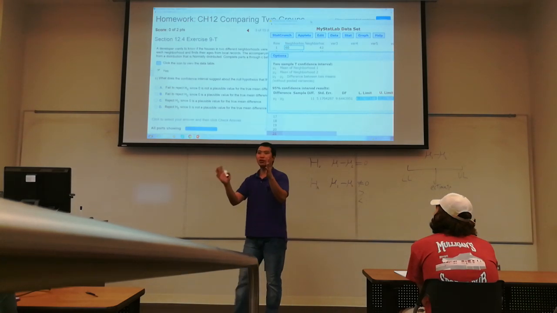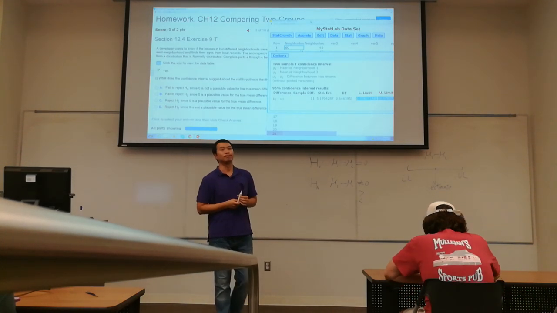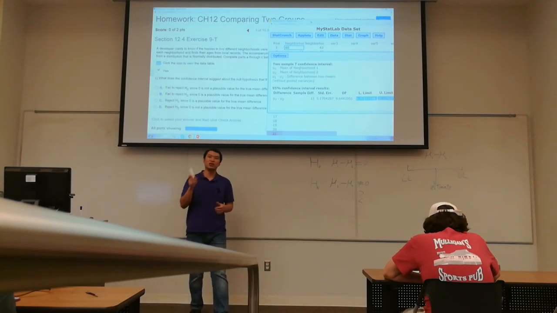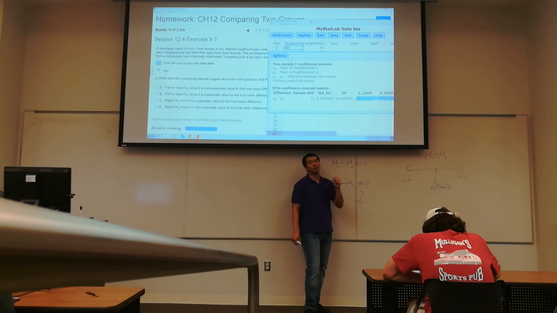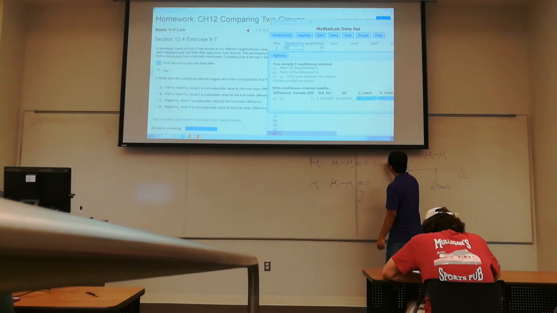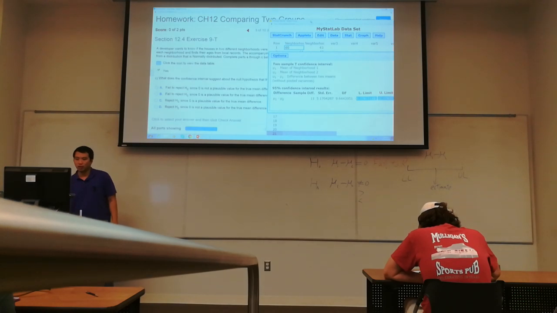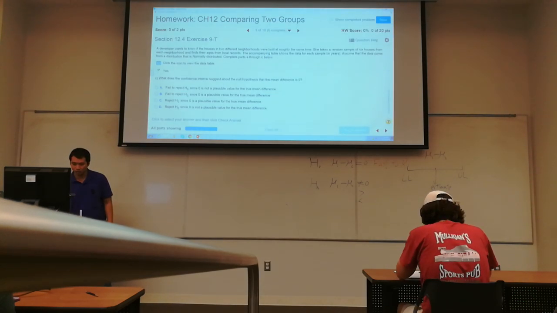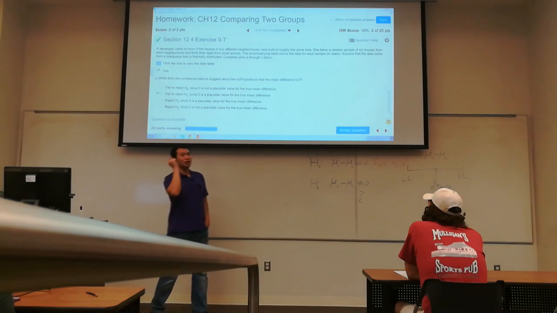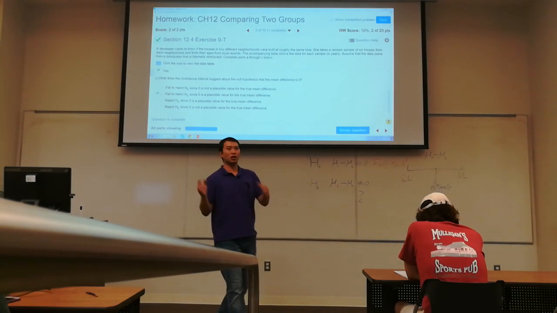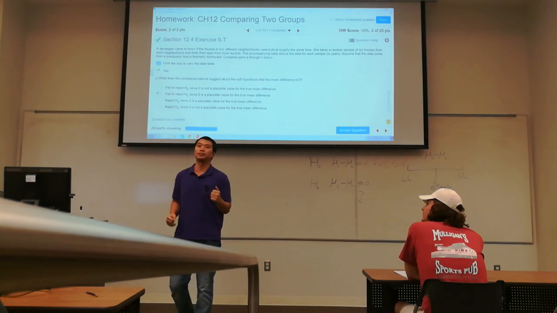So if zero is in your interval, what does that mean? That means zero could be a possible value for the true difference. So if zero is in your interval, that means this could be the true mean difference. So you fail to reject the null hypothesis. We fail to reject the null hypothesis because zero is a possible value for the true mean difference. But if zero is not in your confidence interval, that means we reject the null hypothesis. But in this case, zero is in your interval, so we fail to reject.